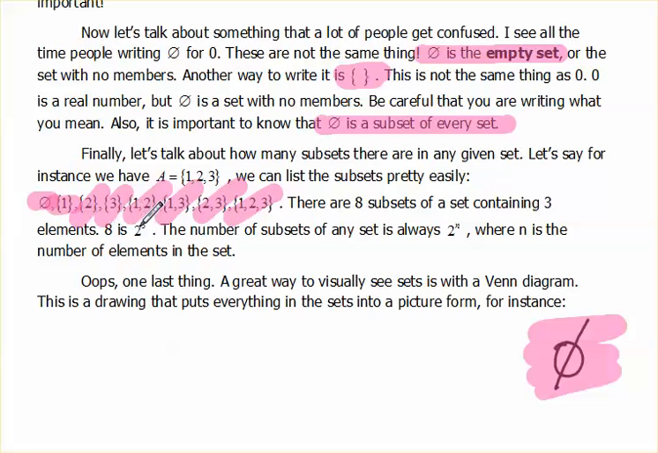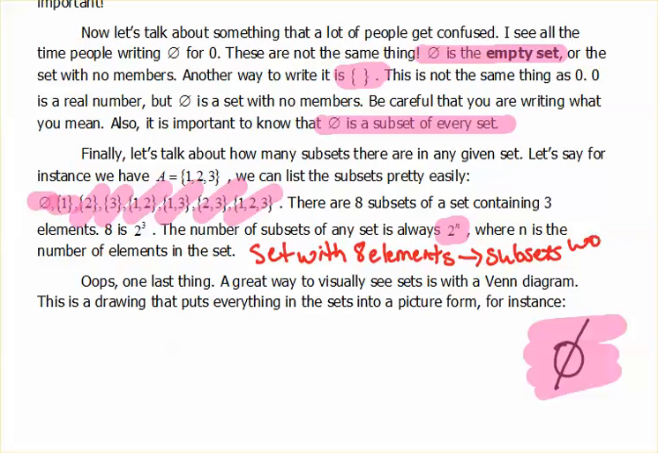Now, if you remember your exponent rules, 8 is 2 cubed. The number of subsets of any set is always 2 to the n power, where n is the number of elements in the set. So therefore, if we happen to have a set with, say, 8 elements, the number of subsets would be 2 to the 8th power. So there would be a lot more subsets. It'd be a lot harder to write out.